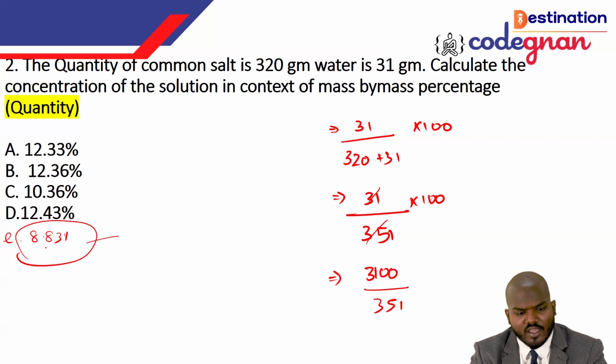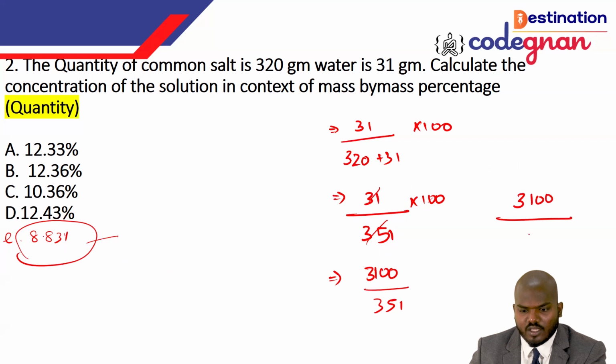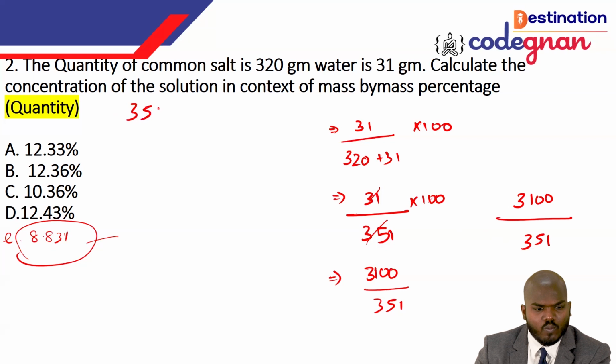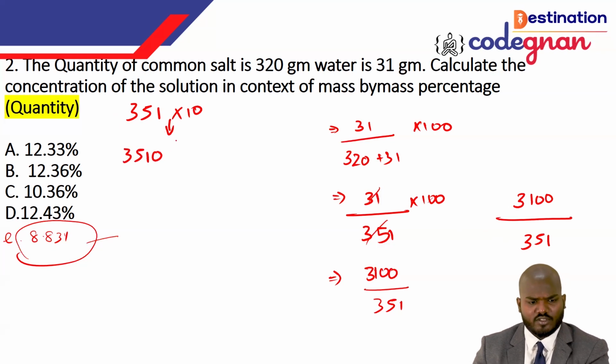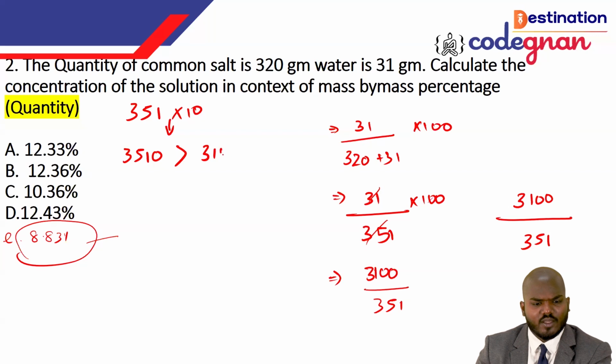Here we don't have any kind of shortcuts. If you don't have a calculator, you must think logically. Think logically means you see this one, we have 3500, here we have 3100, and here we have 351. Consider 351 times 10, which is 3510, and that is greater than 3100. So it will be 351 times something smaller only.